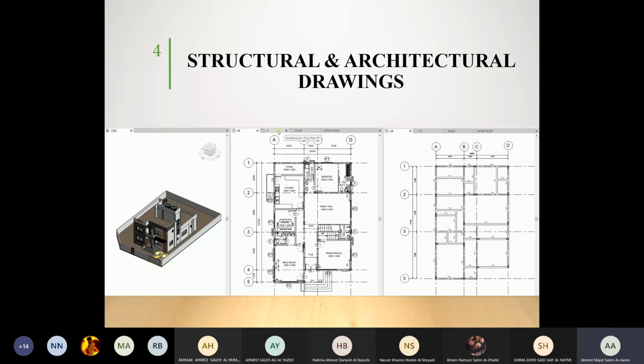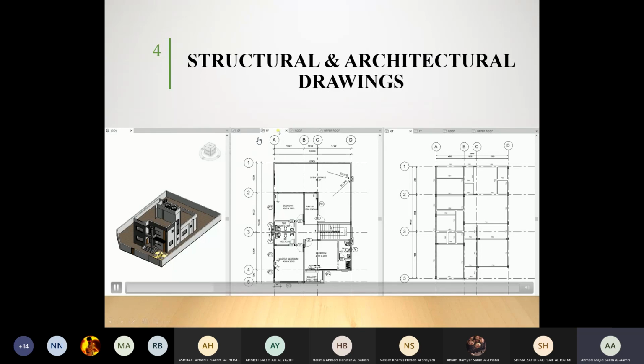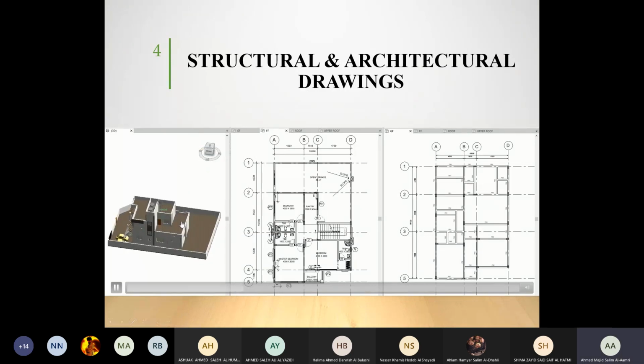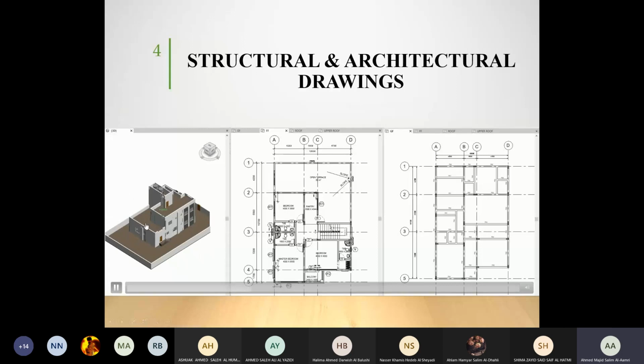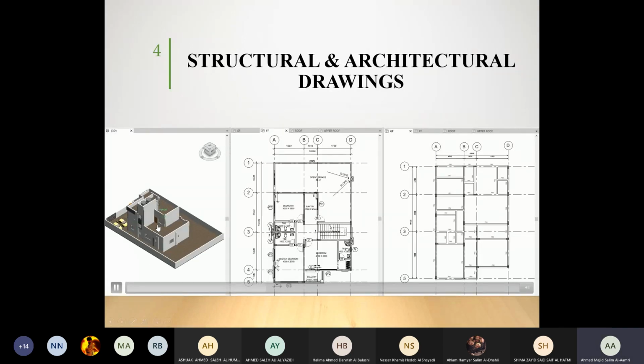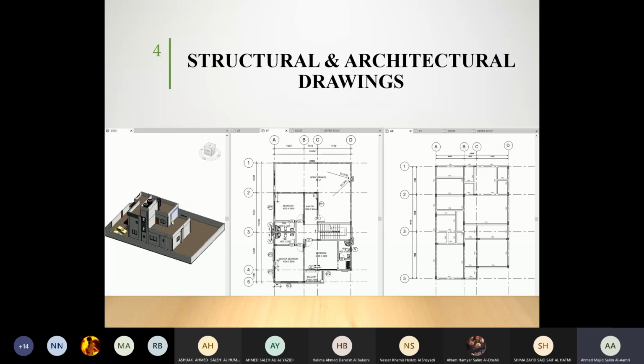Okay, so now if you see, these are different floors: ground floor, first floor, roof and upper. Now you can see that a certain area is considered a terrace, which is this area. Can you see this area? It's very important for you to know how to read and understand the drawings. So I try to bring a 3D and 2D drawing so you'll be able to understand.